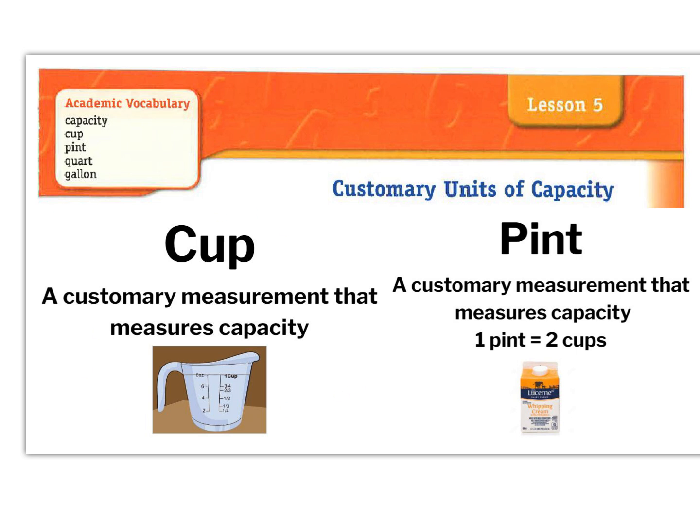One of the measurements is a cup. This is a customary measurement. This is a measuring cup. A measuring cup, 1 cup equals 8 ounces. Another customary measurement is a pint. So 1 pint is 2 cups. 1 pint equals 2 cups.